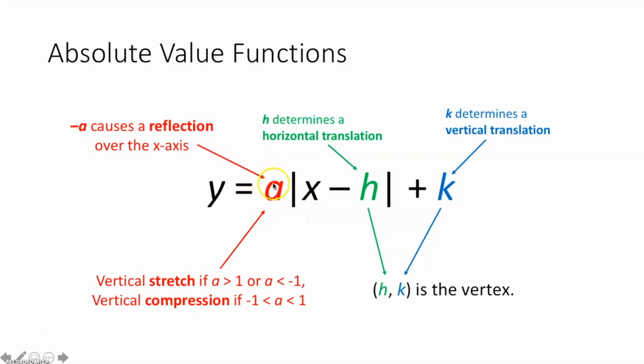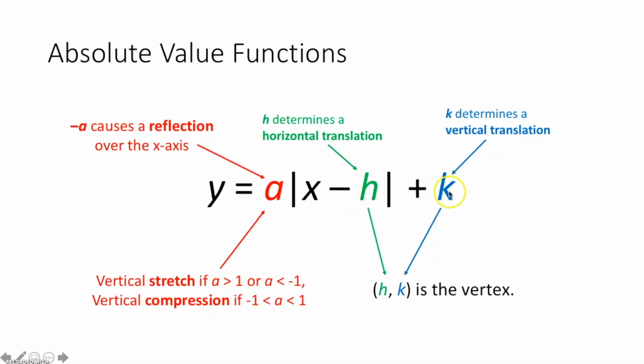First, the a value. If a is positive, you're going to have an upward facing v for your absolute value function. If a is negative, it's going to cause a reflection over the x-axis and make it a downward facing v. If a is a number that is greater than 1 or less than -1, you are going to have a vertical stretch, which means your graph is going to be a steeper v. If a is somewhere between -1 and 1, like a fraction or a decimal, then it's going to be a flatter v. It's going to be a vertical compression of your parent function.